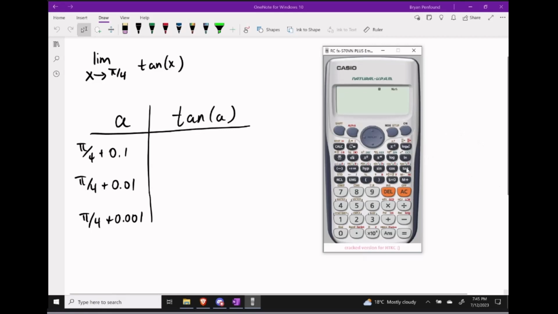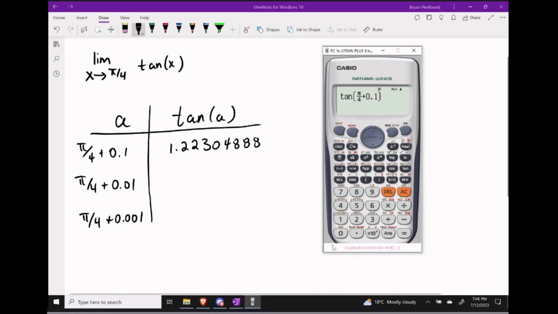So first thing, let's make sure our calculator is in radian mode. My Casio calculator is indeed in radian mode. And then I'm going to start to program in pi over 4. So once I get pi over 4 into the calculator, I'm going to head over to the right and add 0.1 to this, and then close that bracket and do our first evaluation. We should get about 1.22.